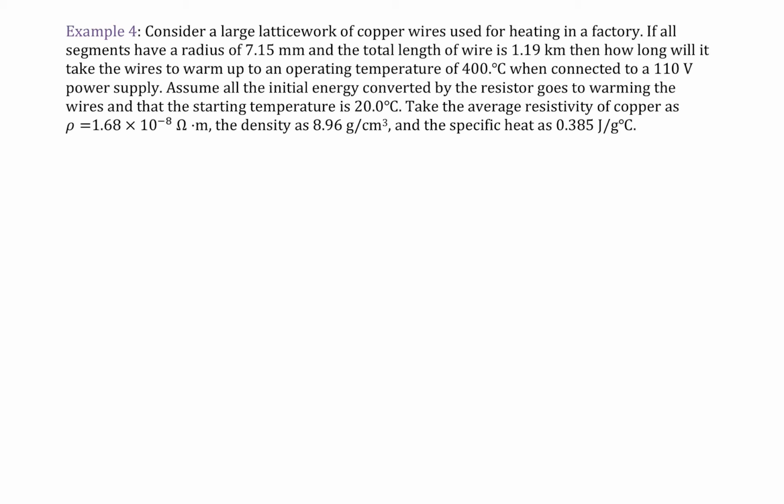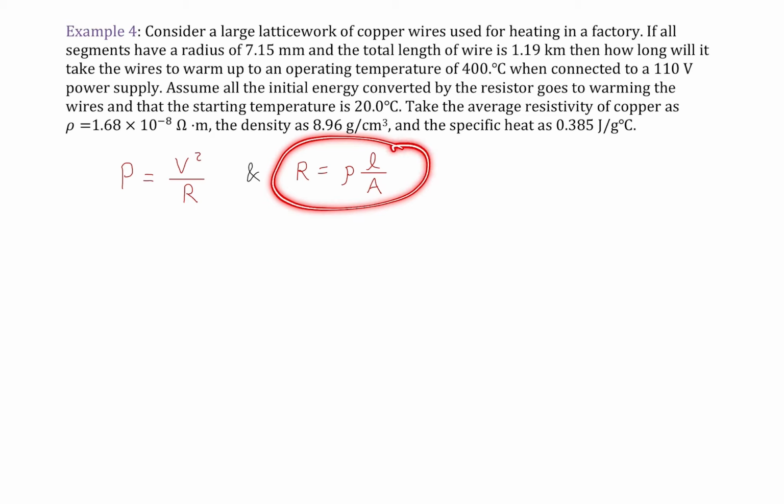All right, so let's tackle this problem. We're going to start the same way that we did the last couple of ones. Define power as voltage squared over resistance. And then we'll do substitution, but we'll express resistance as resistivity times length over cross-sectional area. This is the resistance of a wire, right?